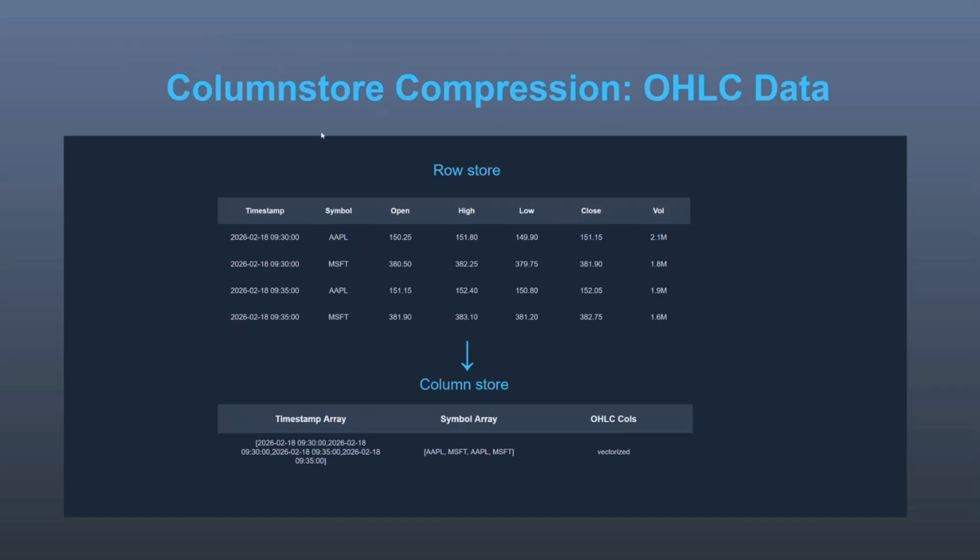And column store compression, what it is. So we have our traditional row store where data is stored row by row, as in our example. So we have symbol, time, the 4 values for price, volume, and each row is stored in this manner.